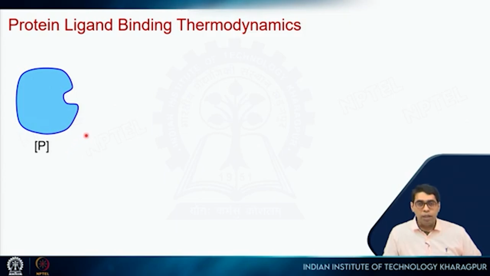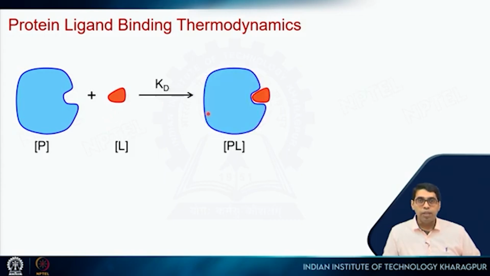So, this is again a recapitulation of what we have seen. This is a protein, this is a ligand and you get a protein ligand complex, and we can measure how tightly this ligand is bound to this protein using a number called the dissociation constant. So, K suffix D stands for the dissociation constant, and it is given by the concentration of the free protein multiplied by the concentration of the free ligand divided by the concentration of this protein ligand complex. So, concentration squared divided by concentration. So, its unit will be concentration.